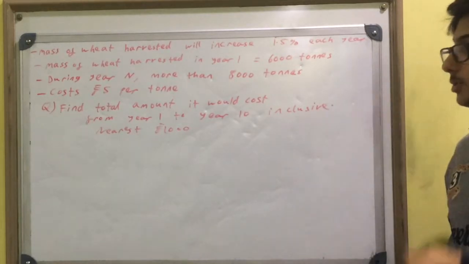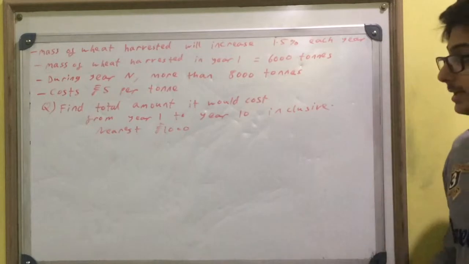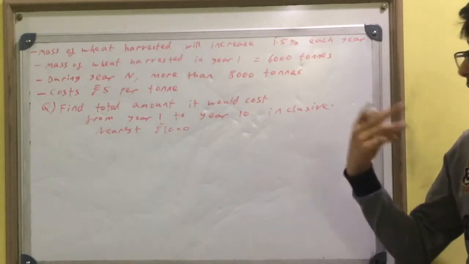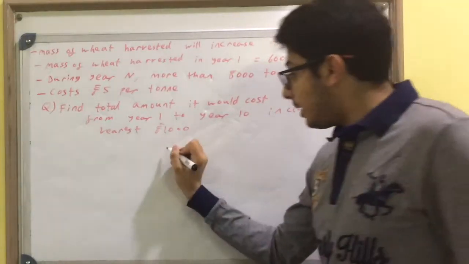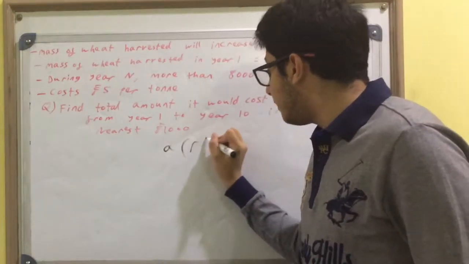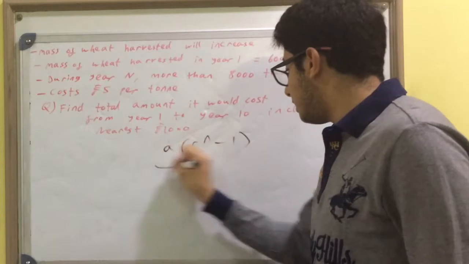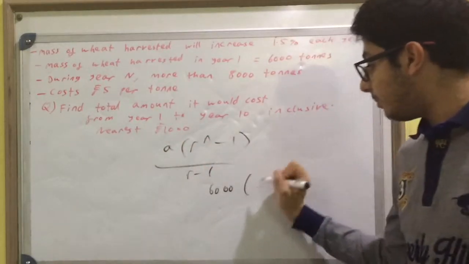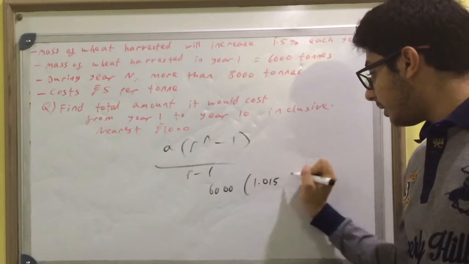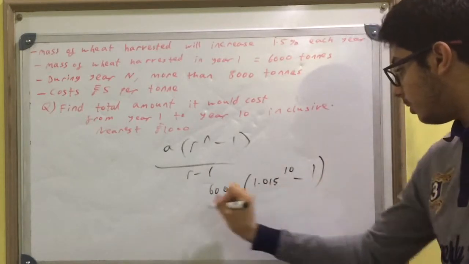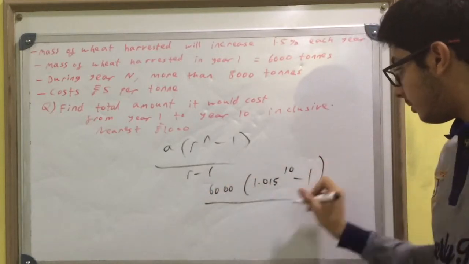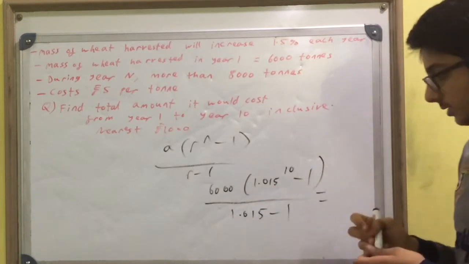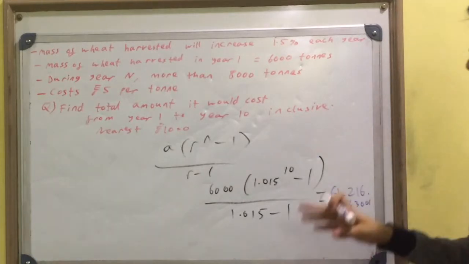Okay, we know what a is, we know what r is, we know what n is, it's going to be 10. We just use the sum formula for a geometric series, and we put in the values. So 6,000 multiplied by 1.015 to the power of 10, take away 1, over 1.015 take away 1. You put that into your calculator and you get this number.